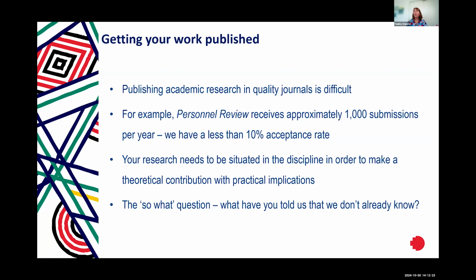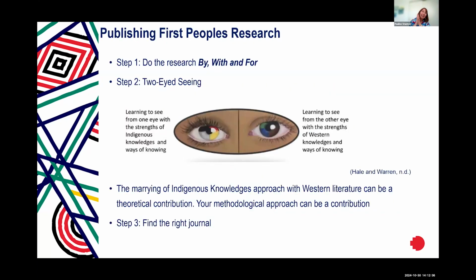You've got to situate your paper in the discipline of the journal, and you've got to have some kind of so what question. So when you start to think about publishing First Peoples research, how does that happen in this really competitive and difficult publishing environment? Well, I think step one is what everybody has been saying through all of this webinar. If you're going to do research, it's got to be by, with, and for.